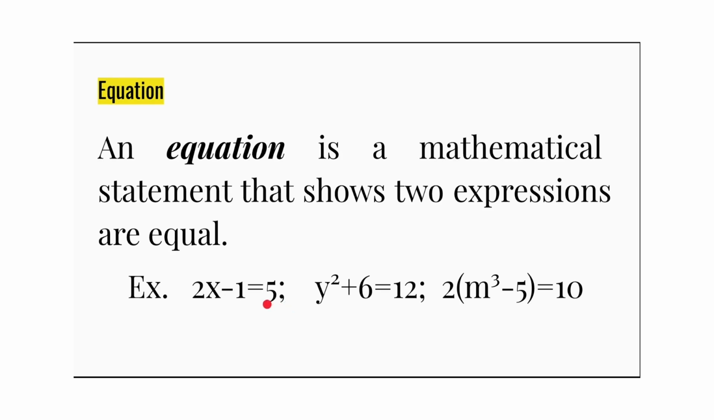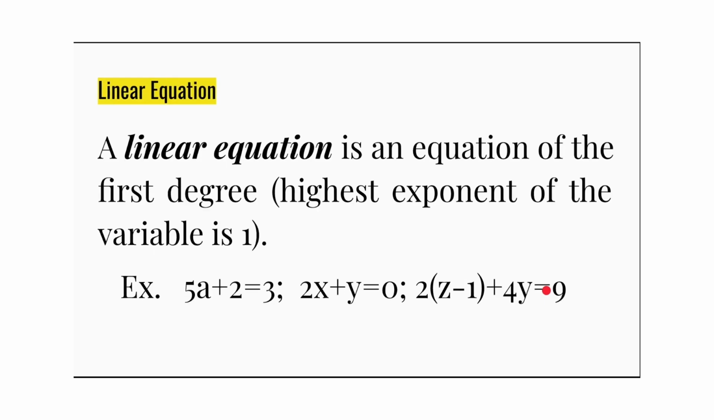Now, the equal sign says that these two expressions here are equal. It's like saying that 2x minus 1 should be equal to 5. The same is true with y squared plus 6, which should be equal to 12. And 2 multiplied to the quantity of m raised to the power of 3 minus 5 should be equal to 10. That is an equation. But when you talk about linear equation, it is an equation of the first degree.